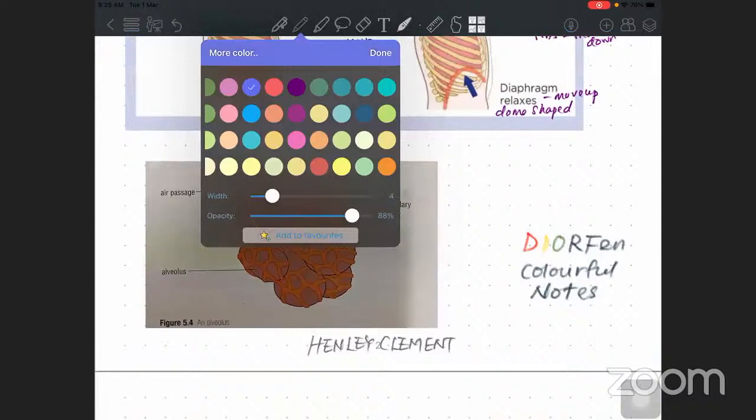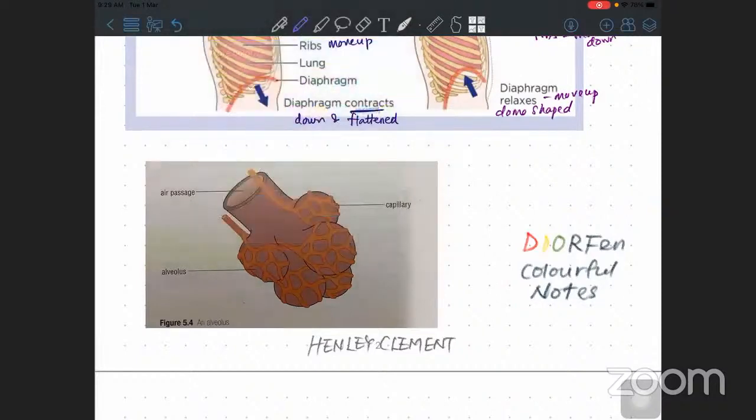Okay, and then the air in the alveoli will pass through into the bloodstream, and the oxygen gas here will be sent throughout the whole body by the heart. Okay. So what's happened here?